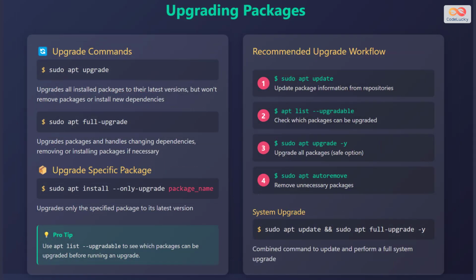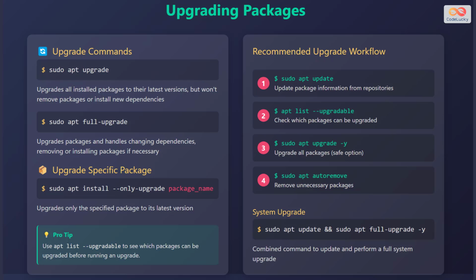Keeping your packages up to date is crucial for maintaining system security and stability. apt provides commands to easily upgrade installed packages to their latest versions. The command sudo apt upgrade upgrades all installed packages to their latest versions, but will not remove packages or install new dependencies. This is a safe option for most users.